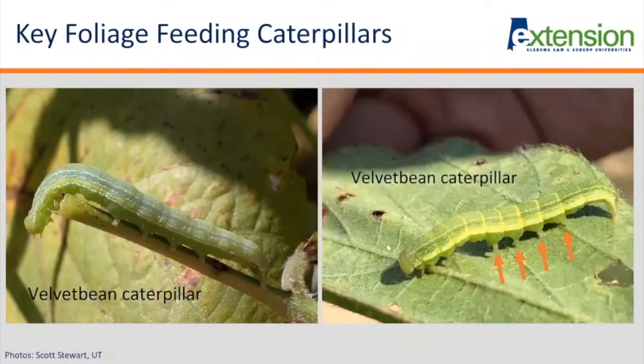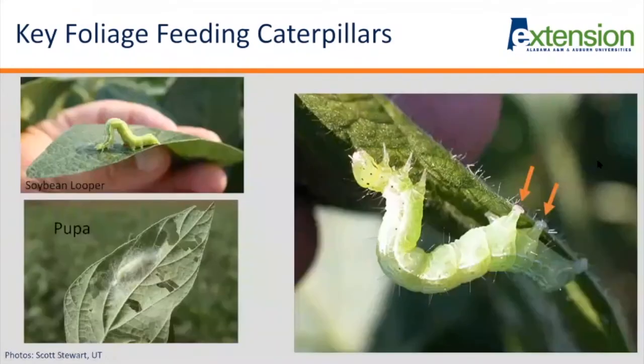Velvet bean caterpillar is another one. It's another green pest with a whitish or yellowish stripe going down the side. It has 4 prolegs. So again, we have the true legs towards the head, and the prolegs are more in the back to the middle. The velvet bean caterpillar has 4. It's important that we understand the prolegs, and the difference between a velvet bean caterpillar and a green clover worm from this next one in particular, which is the soybean looper.